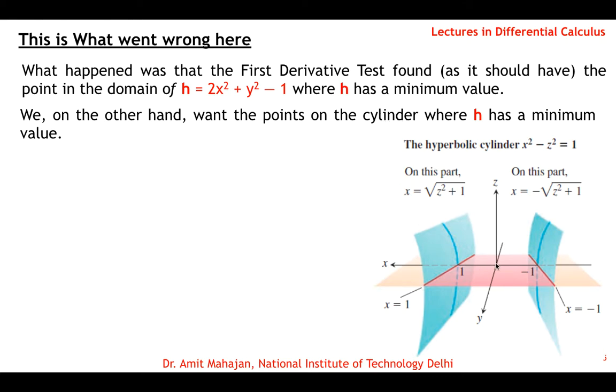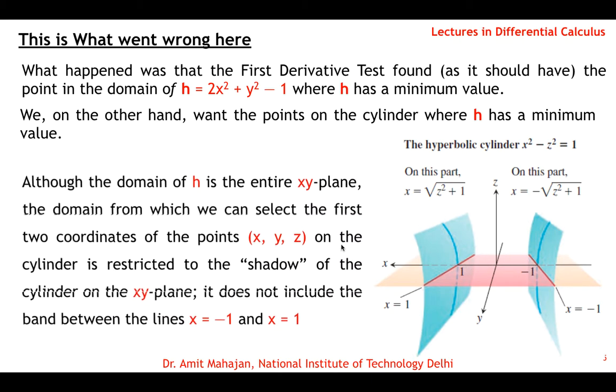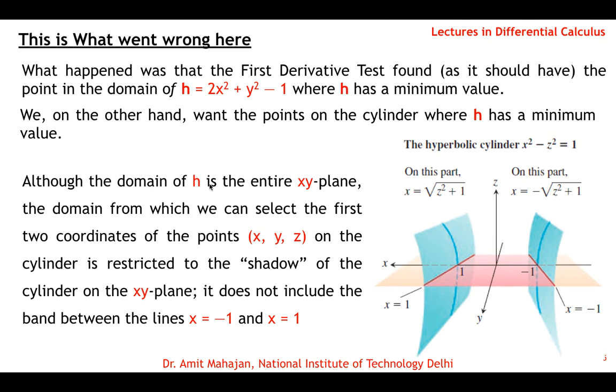Okay, so (0, 0) is calculated correctly from here, but actually we don't want that point. We want points on the domain of the cylinder, which is outside this band of -1 to 1 of the value of x. So although the domain of h is the entire xy plane, the domain from which you can select the first two coordinates of (x, y, z), that is the value of (x, y) on the cylinder, is restricted to the shadow of the cylinder on the xy plane, and it does not include the band between -1 and 1.